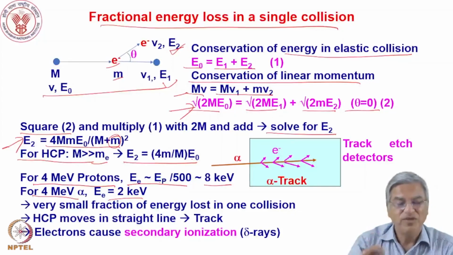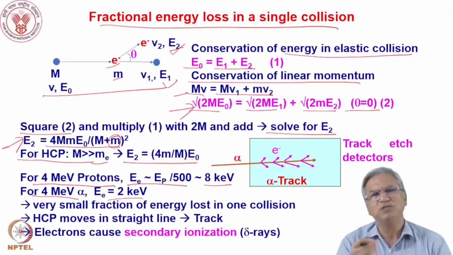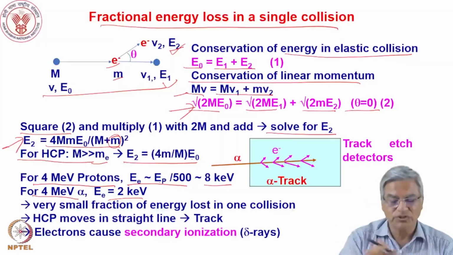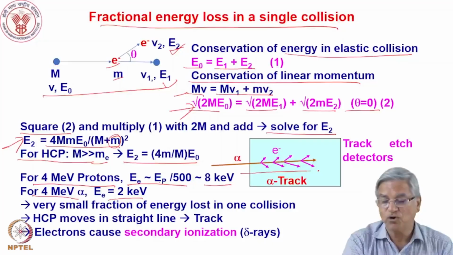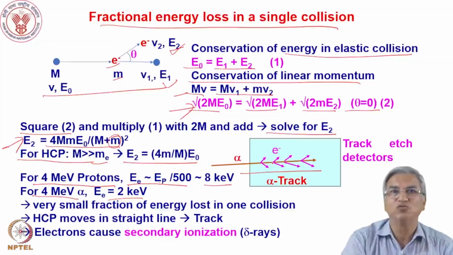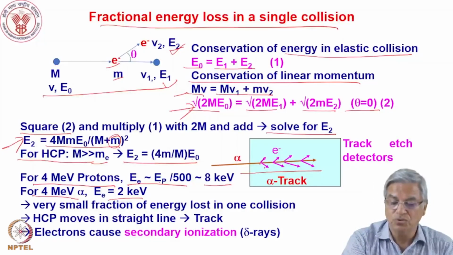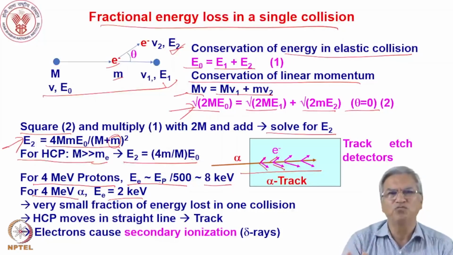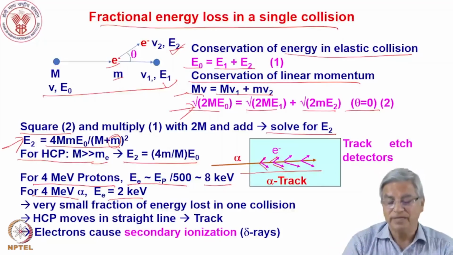So you can see a very small fraction of energy is lost by the alpha particle or any other heavy charged particle in a single collision. Essentially, it loses very small energy and goes undeflected in the same direction. That is why we say the heavy charged particle moves undeflected, so it follows a track. This is the track of the alpha particle. The alpha particle moves in a straight line, and along this path it is removing electrons from the medium. These electrons, the pink arrows, have energies of a few keV, and they will cause further ionization in the medium. They are called delta rays.